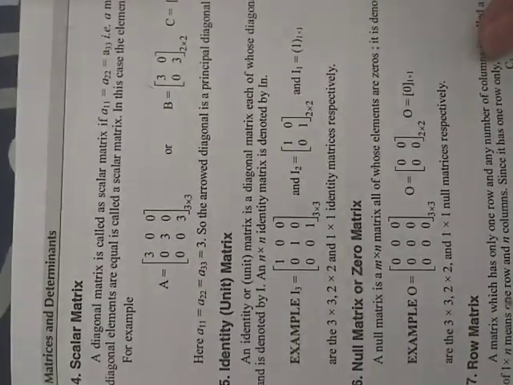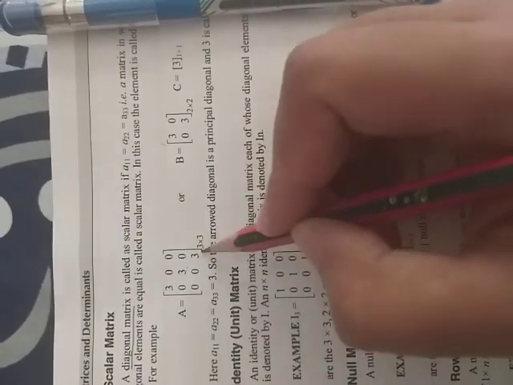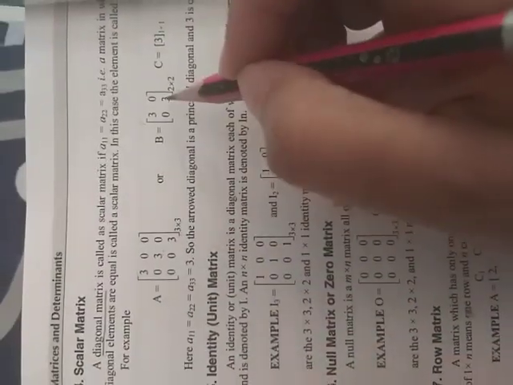Next is a scalar matrix. If in a diagonal matrix all the 3 entries are same, see 3, 3, 3, here 3, 3, so they become a scalar matrix. So they are saying if all these diagonal entries are same, equal.